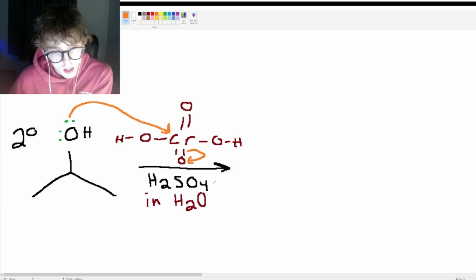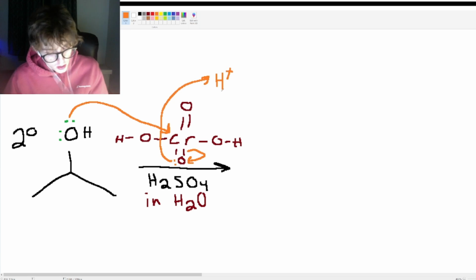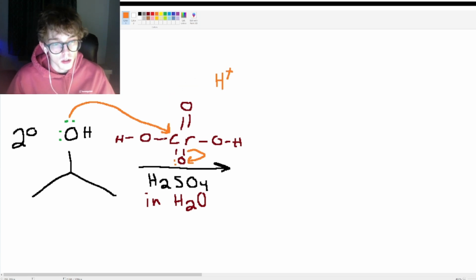A proton is going to be given by H2SO4. So I'll just draw H plus, and this oxygen will grab a hydrogen. Just in case I went a little too fast, the oxygen of the alcohol that we're trying to oxidize is going to reach out to the chromium center, push electrons onto one of the double-bonded oxygens, and then some of those lone pairs grab a proton from H2SO4.